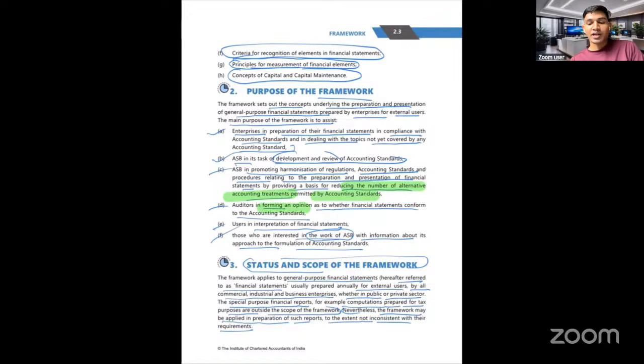Objectives and uses of financial statement. The objective of financial statement is to provide information about the financial position, performance and cash flows of an enterprise that is useful to a wide range of users in making economic decisions. The framework identifies seven broad groups of users of financial statement.